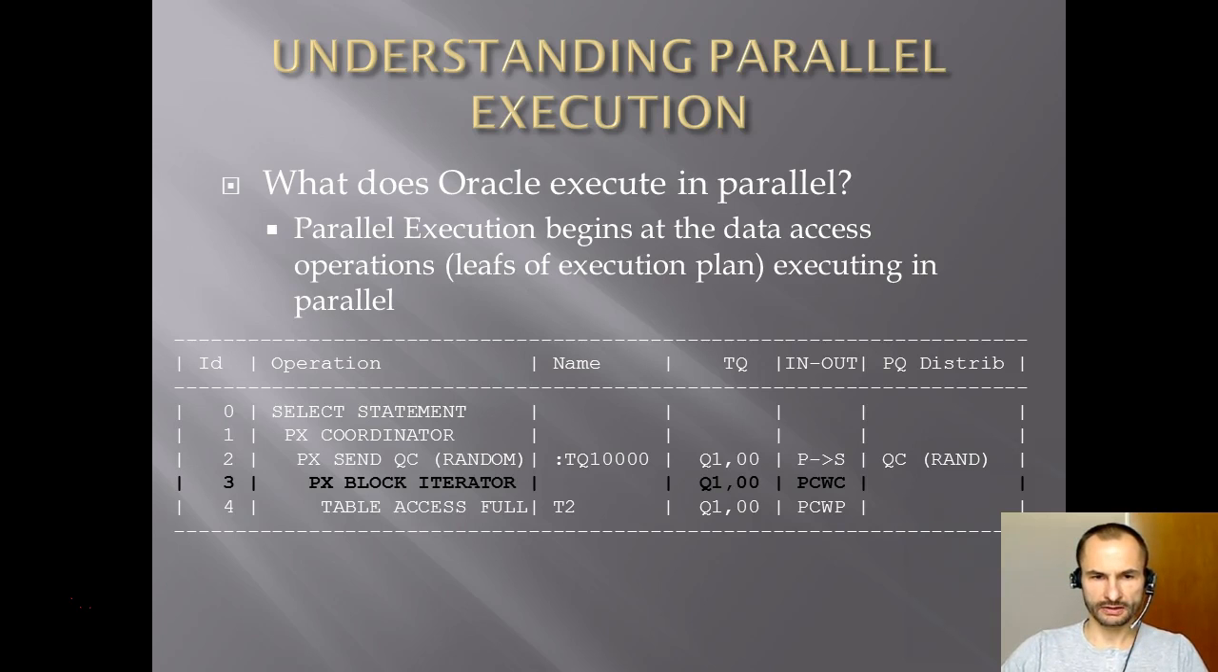And this is indicated, and this is the purpose of this PX block iterator, that it basically divides this table access full into multiple chunks, and each chunk is then assigned to a so-called parallel execution server, or sometimes they are also called parallel slaves. So each session then works on its own chunk, and once this chunk is done, the next chunk gets assigned. So this is in principle how Oracle parallel execution works.